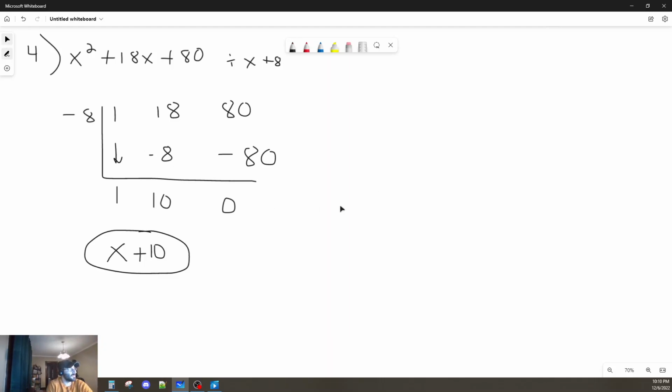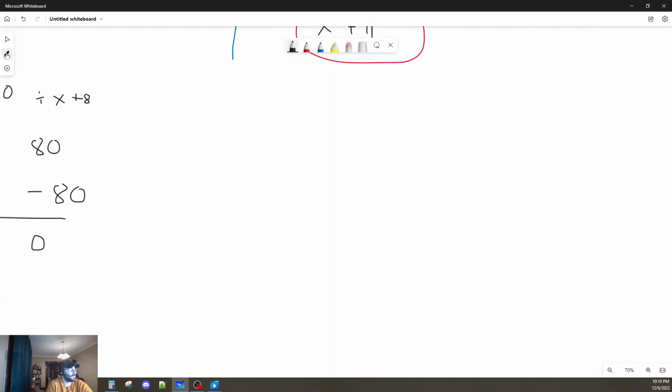Okay, let's go to number 5. Negative 2x to the third minus 13x squared minus 15x plus 20, divided by x plus 4.